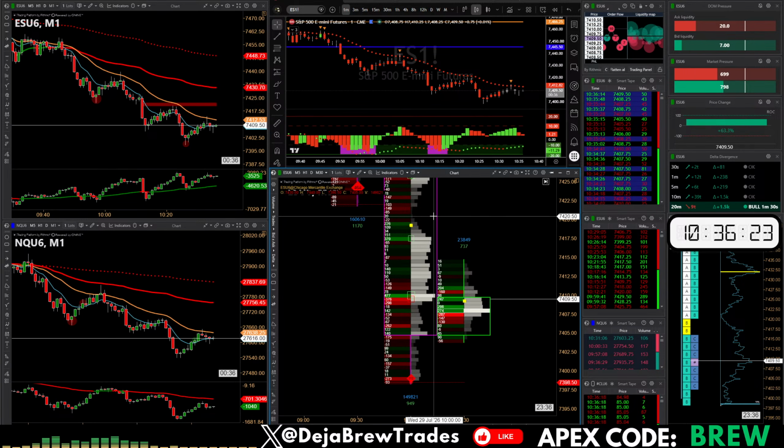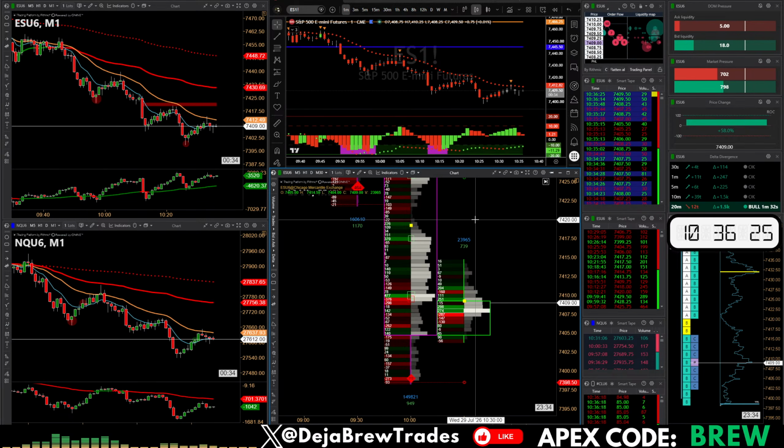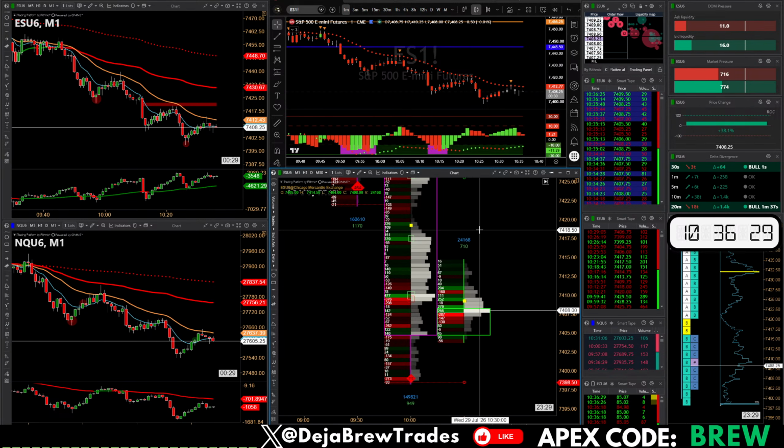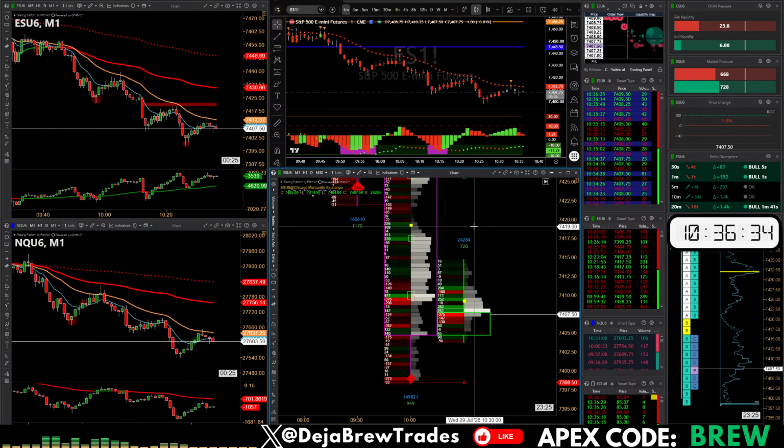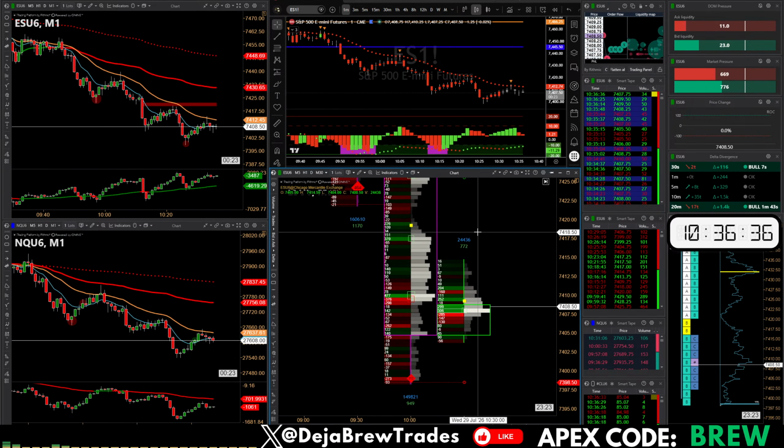That's not even order flow. The EMAs are like the most basic form of trading. That's just price action. Order flow is years down the line from an EMA standpoint.